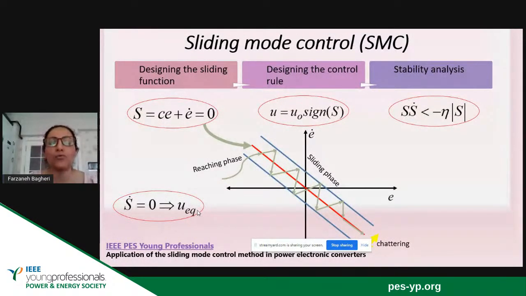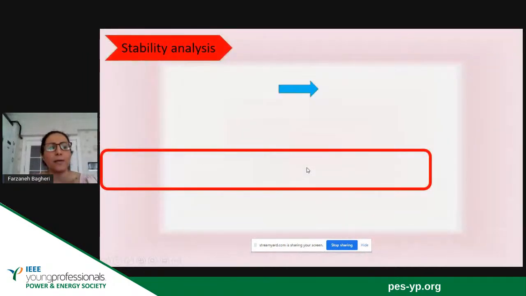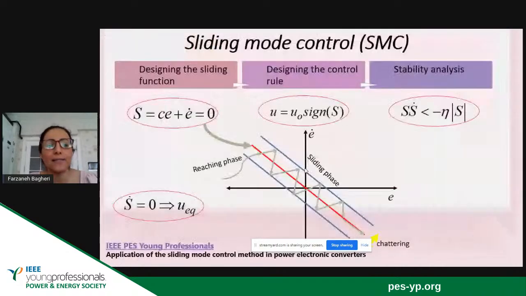Why? Because when you find the equivalent control, it uses some parameters of the system. So it is an optimization question whether you need this equivalent control or not. If the system is working well and has a fast response without equivalent control, it is better to use only the switching control input. So let us talk about the stability analysis. What is the stability analysis and how is it helpful for designing the sliding mode control?